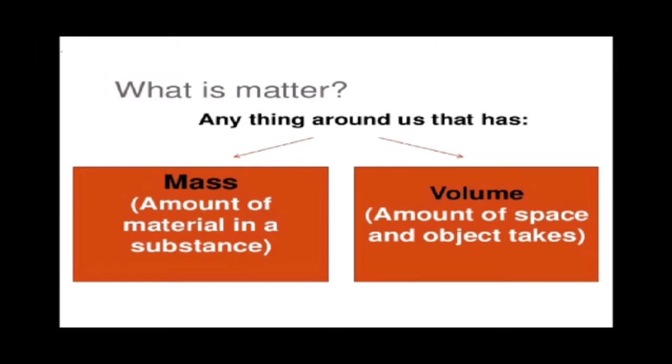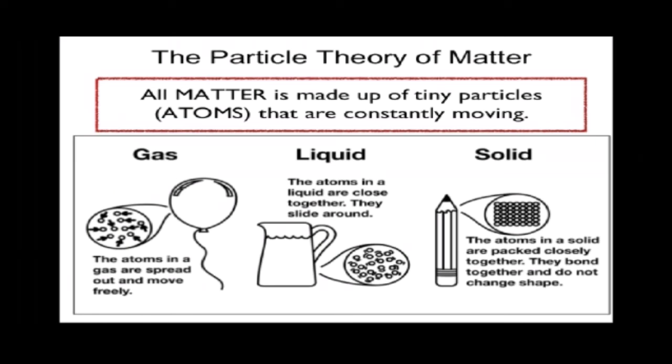Anything around us that has mass and volume is called matter. Mass is the amount of the material in the substance, whereas volume is the amount of space an object takes. All matter is made up of tiny particles called atoms that are constantly moving.